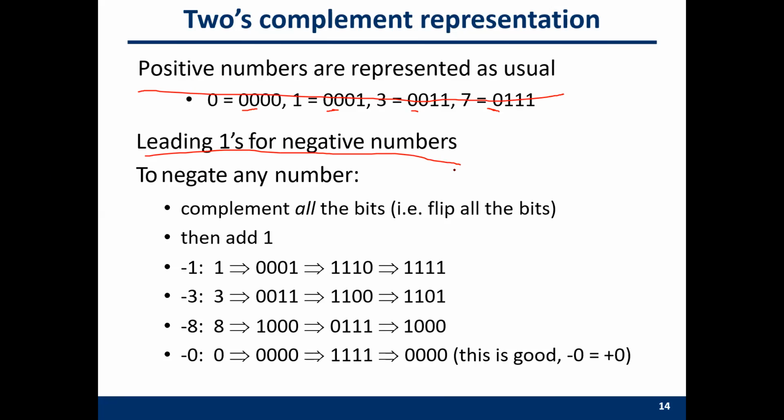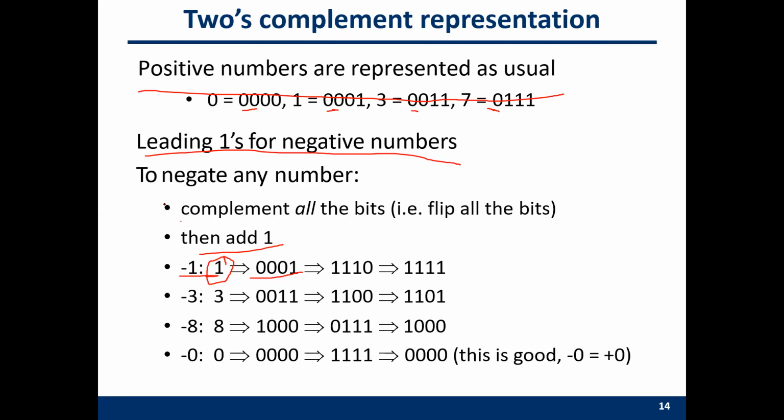Again, if the signed bit is 1, then it's a negative number. To negate any number, we need to do multiple steps. The first one is to invert all the bits, flip all the bits, and then add 1. I will give you multiple examples. For example, this is -1. First, we only write the digit, not the signed bit, just the digits here. And then we write it into its binary form, which is all 0s and 1s.